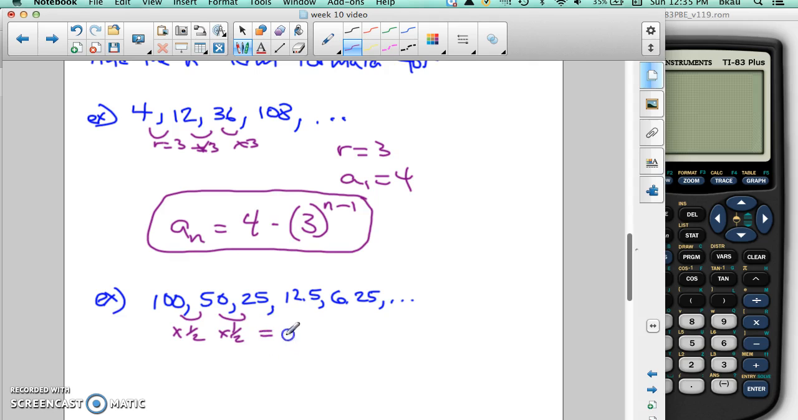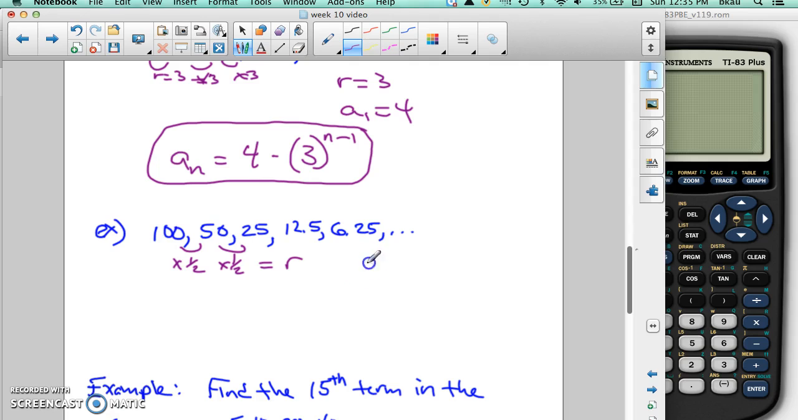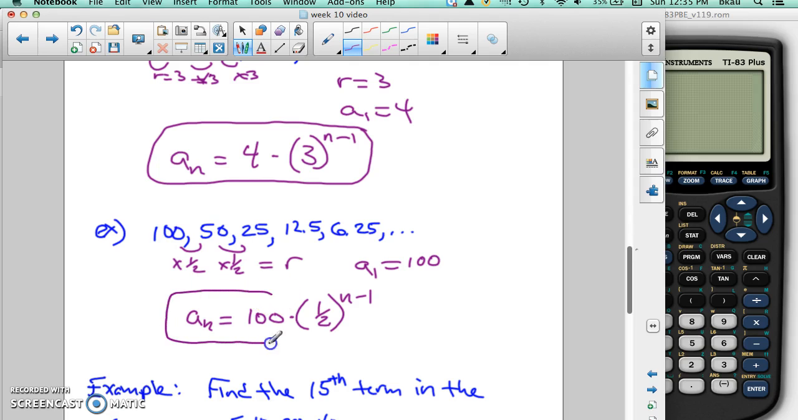So r is a half on this problem. So our answer for a sub 1 here is 100. So our a sub n term is 100 times 1/2 to the n minus 1 power. Okay, and that's our answer for this sequence. That'll give us any term in the sequence.